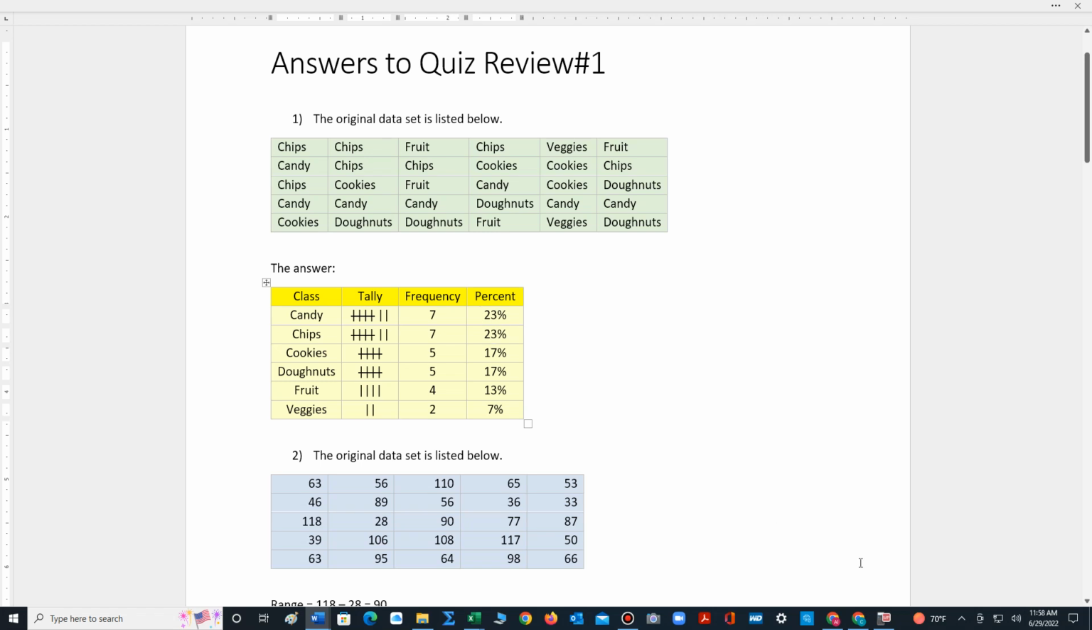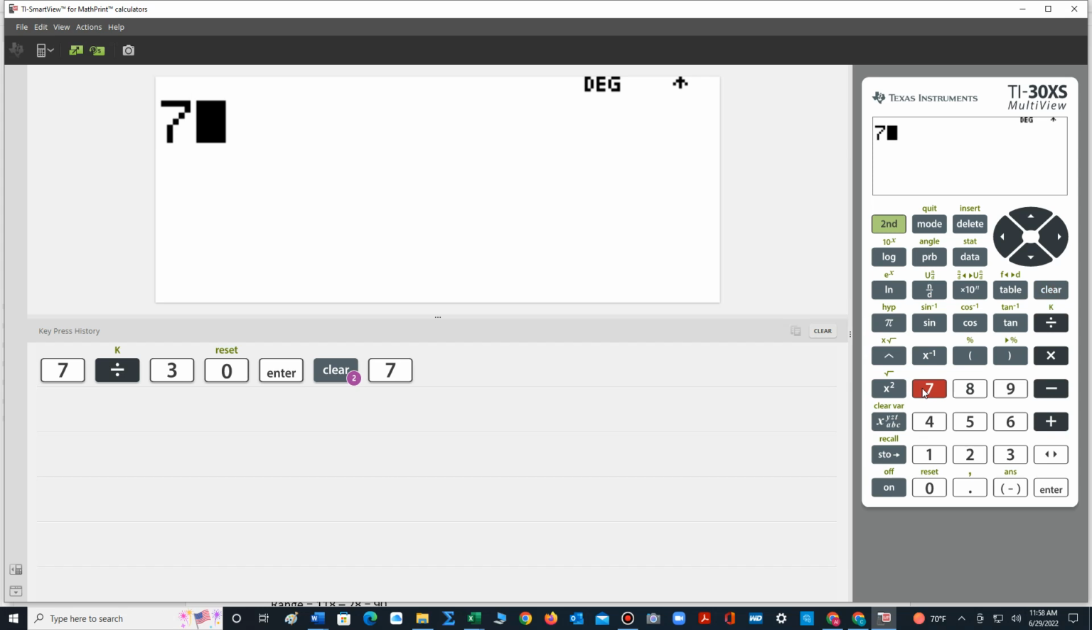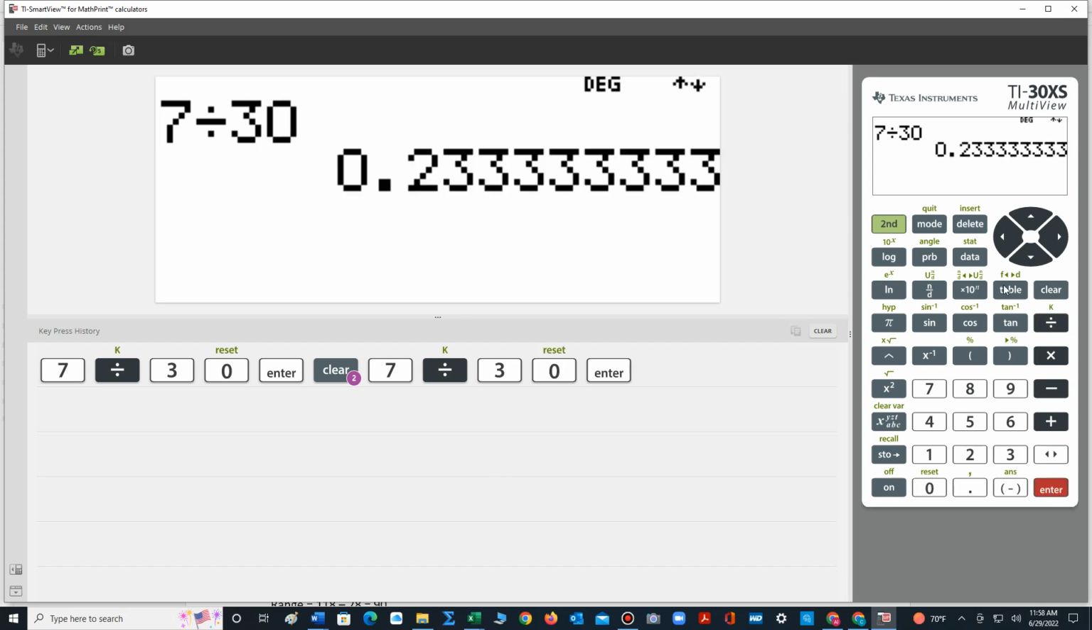And then for percent, let's look at a calculator to perform the computation. We need the sum of the frequencies. In this example, it's 30. So to compute the percent of candy, we would take the number of occurrences, which is 7, divided by the sum of the frequencies, 30, and we will get a decimal answer of 0.23, and then just the 3's repeat infinitely. To convert this to a percent, we multiply by 100.